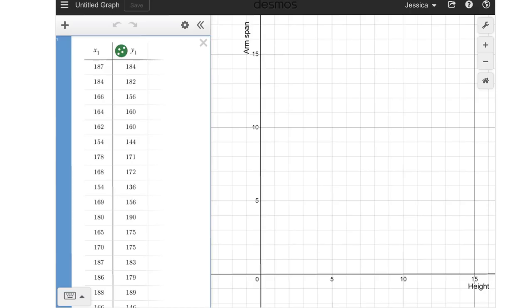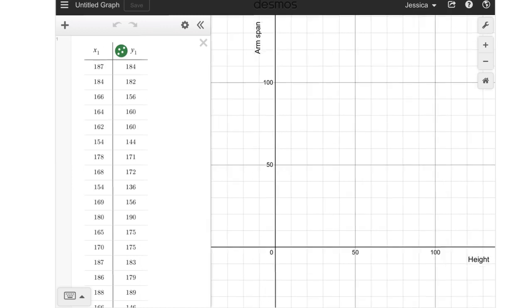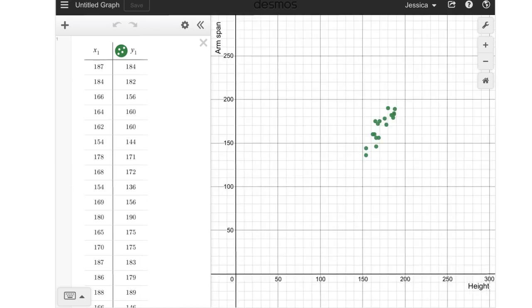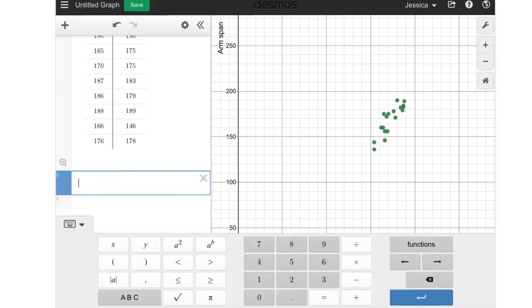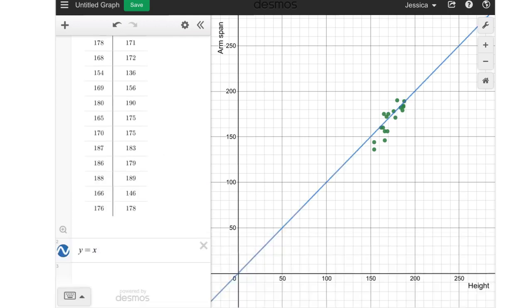Okay, now you have your data entered. Let's pinch and zoom out until you find all of your data points, and there they are. And the next question is asking you, is y equals x a good line of best fit? So type in y equals x, and as you can see, it's an okay line of best fit, right?